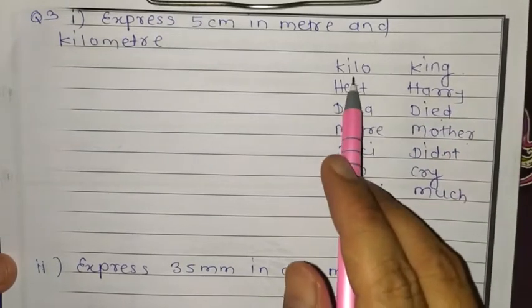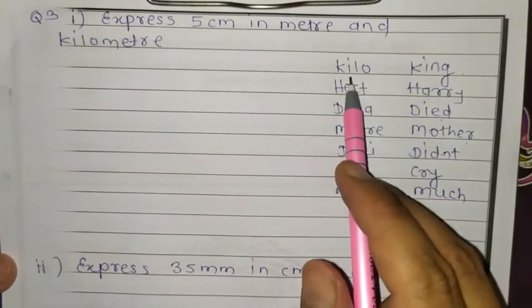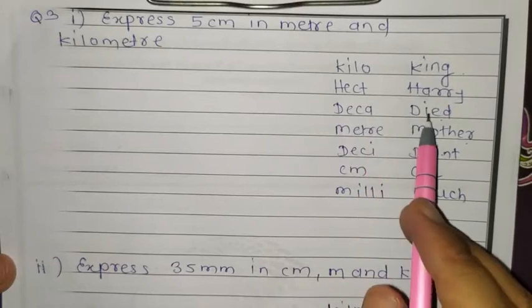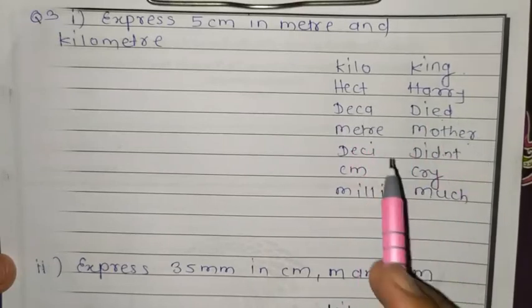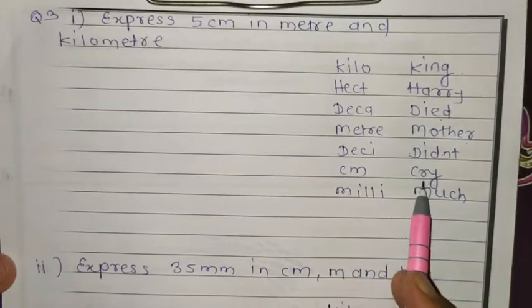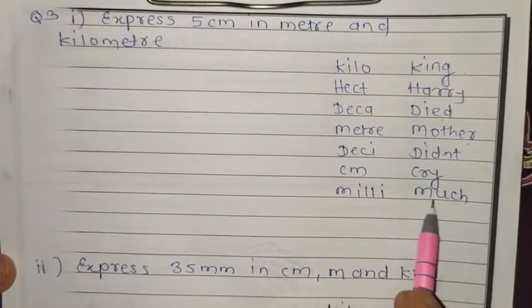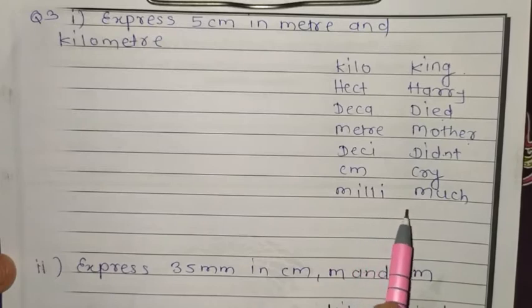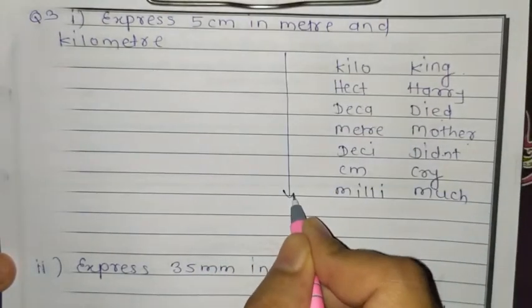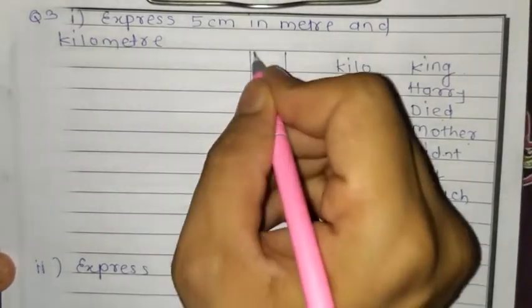And then you have to write the measuring units. K stands for kilo, this is kilometer. H stands for hecto, D stands for deca, M stands for meter, D means deci, C means centi, centimeter, M means milli, millimeter. So these are the measuring units. And here two directions are important, downward and upward.